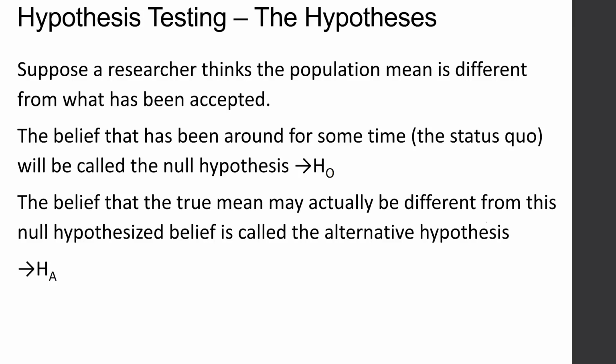Suppose a researcher thinks the population mean is different from what has been accepted. The belief that has been around for some time, the status quo, will be called the null hypothesis. Notice the notation H sub 0, H naught. The belief that the true mean may actually be different from this null hypothesized belief is called the alternative hypothesis. Notice the notation H sub A.